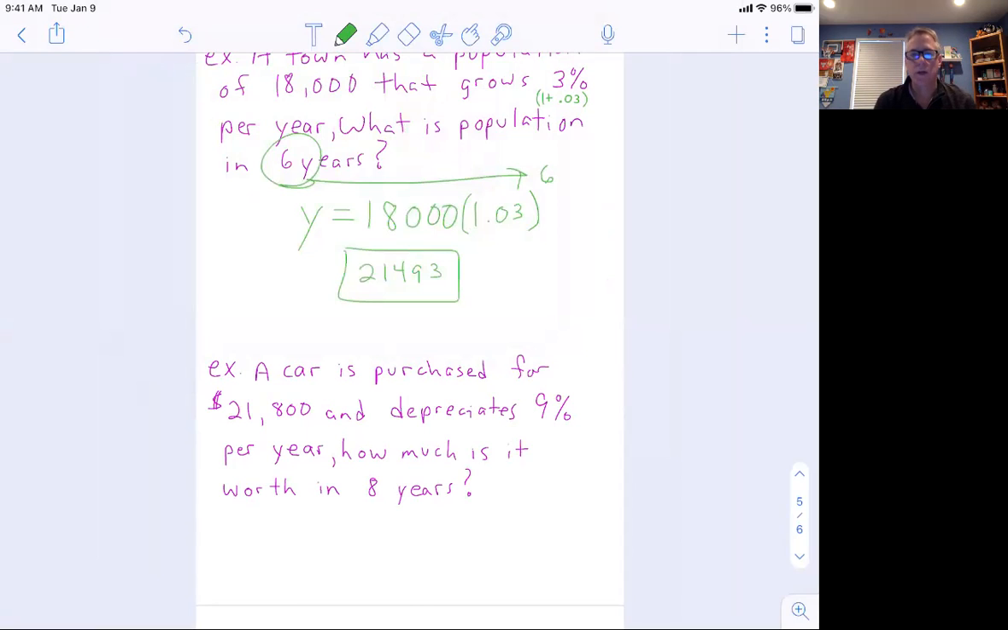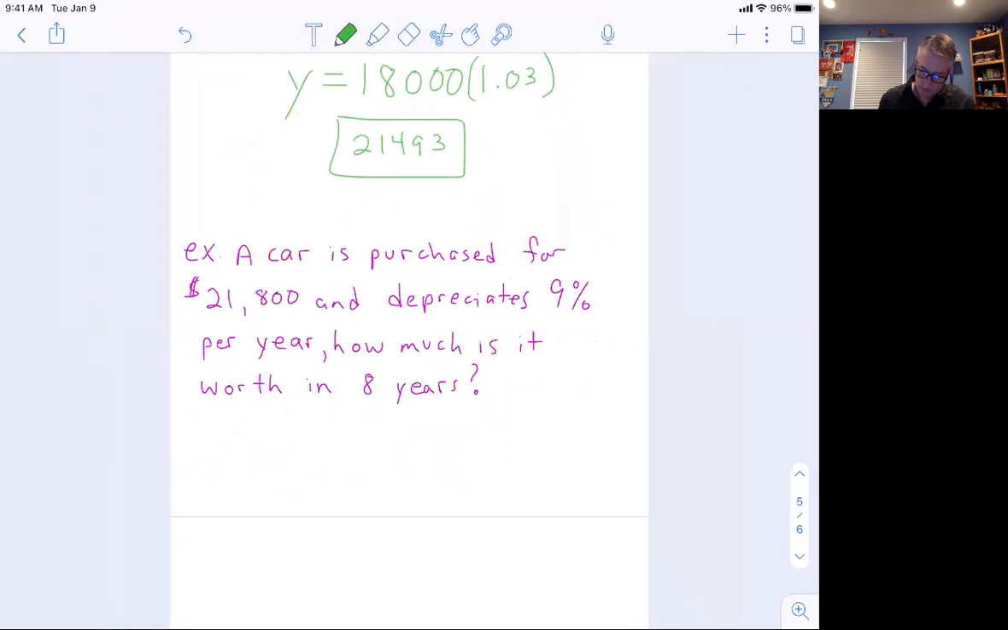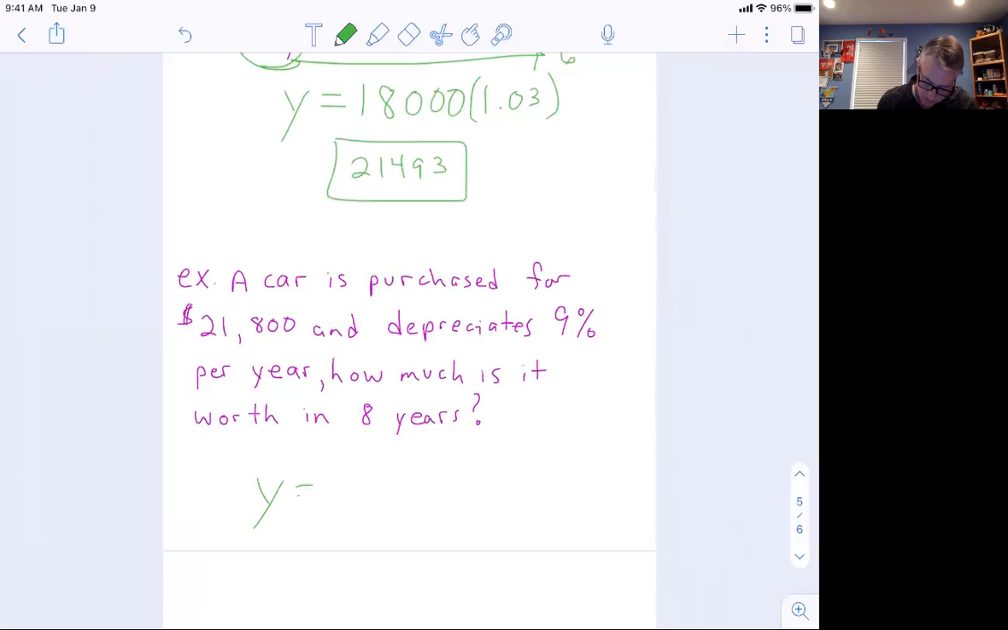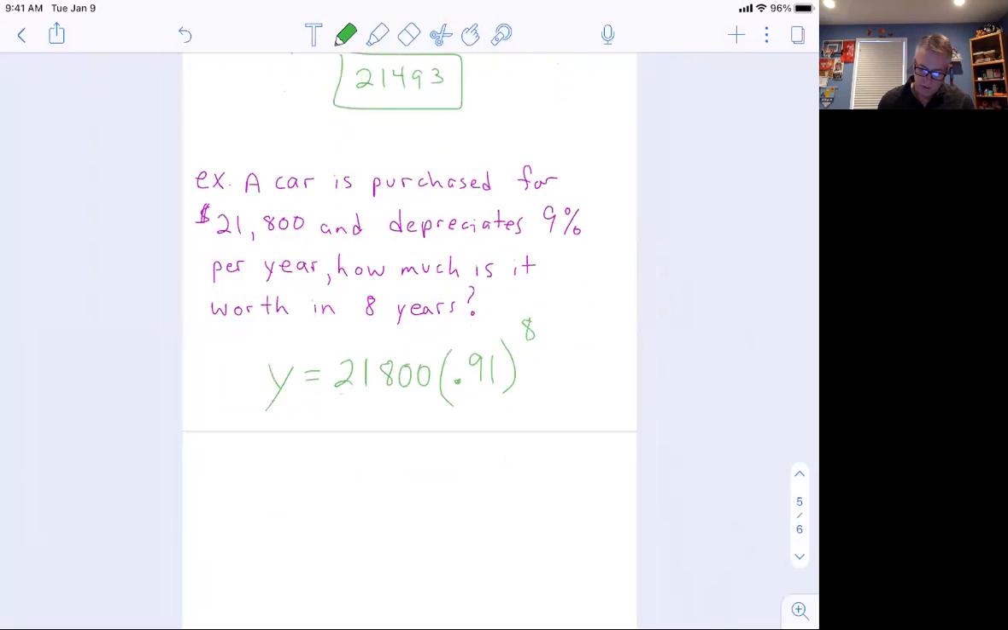So a car is purchased for $21,800. It's depreciating at 9%, so it's going to be 1 minus that rate. And then how much is it worth in 8 years? 8 will now be our exponent. So we are trying to find our final amount with our initial amount of 21,800. And now this number is going to be 1 minus 9%. So I wrote that as 0.91 to the 8th power.